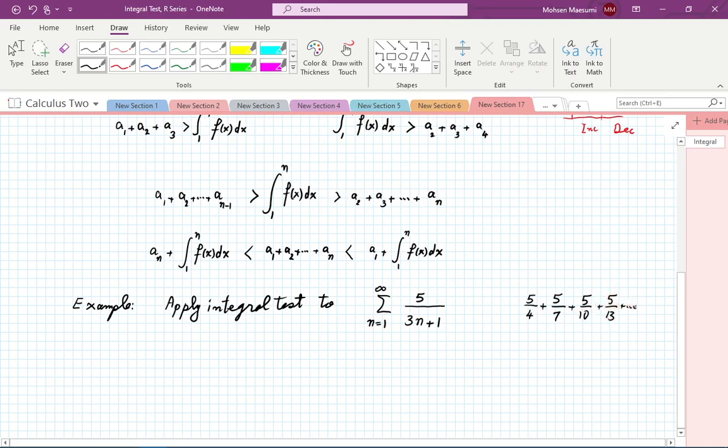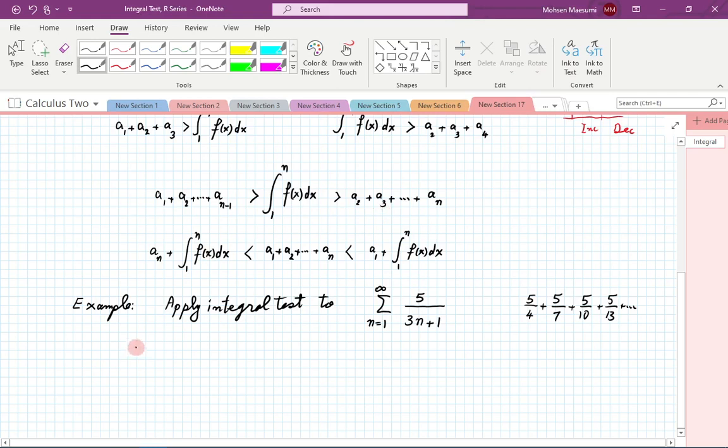The question is, would this sum converge or diverge? We might even want more information if it diverges. For example, at what point does it exceed 100 or 1000 or something like that? All of that can be obtained, of course, in an approximate fashion by the integral test we have.